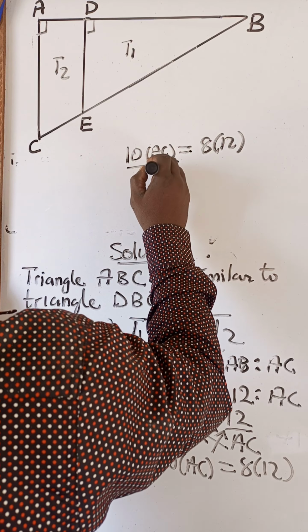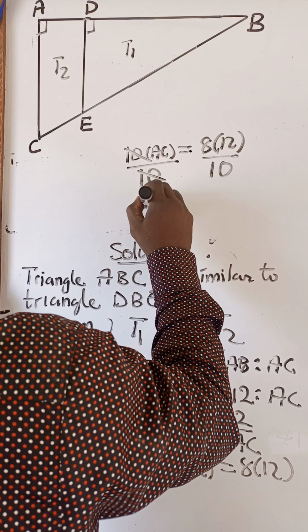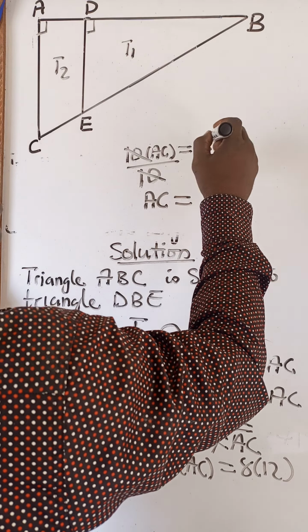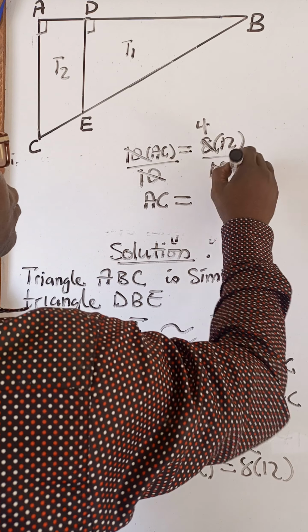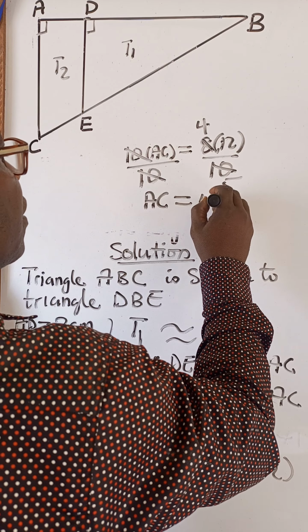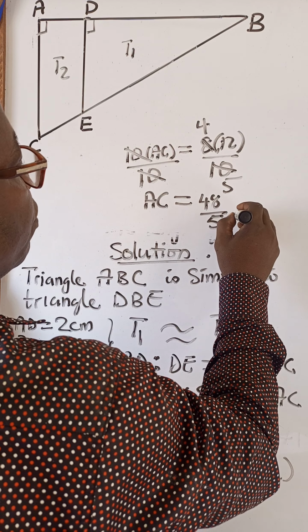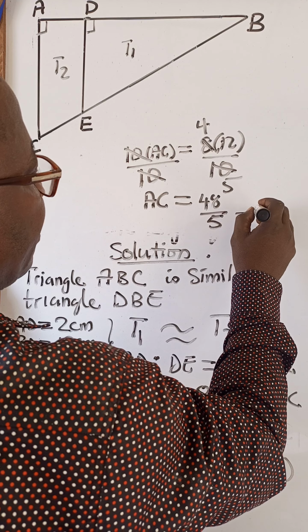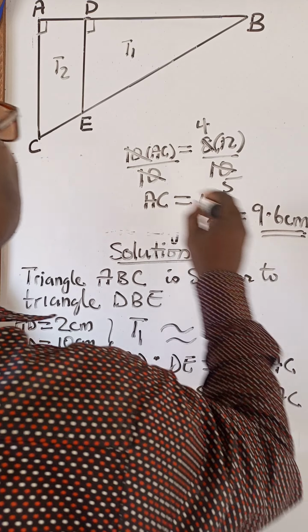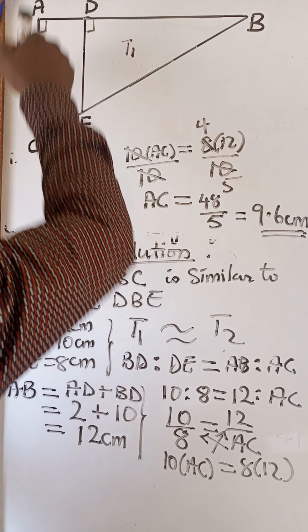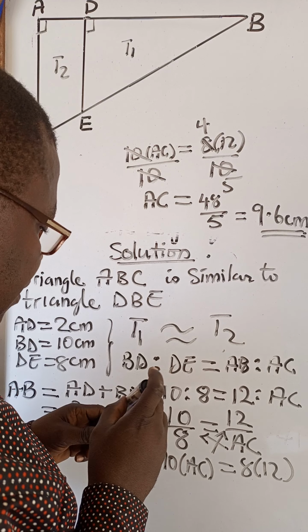What then do we do to have AC? We divide both sides by 10. This 10 cancels, so we have AC equal to, 2 here 4, 2 here 5, so 4 times 12, 48, all over 5, which is 48 divided by 5, which is 9.6 centimeters. So the side AC in this diagram is 9.6 centimeters.